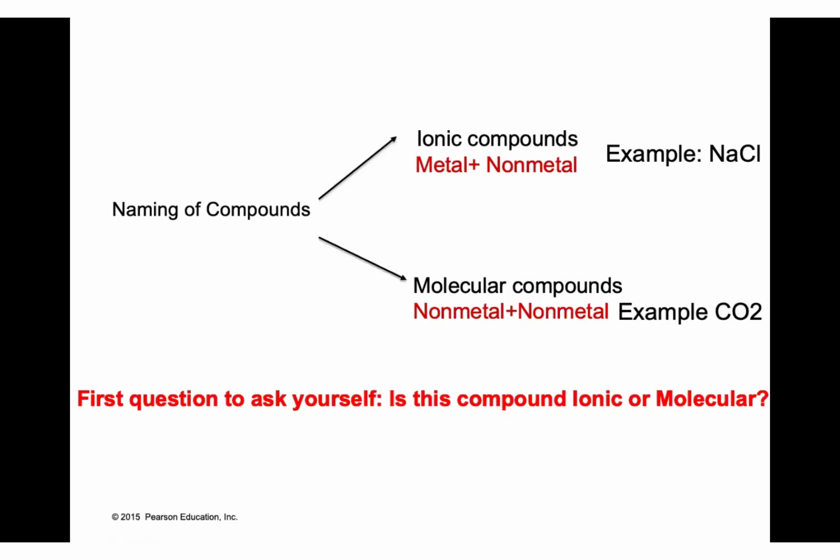So the first question you're going to ask yourself when you want to name a compound is: is this compound ionic or molecular? After you understand which one is ionic and which one is molecular, you should use the naming that is correlated to ionic compounds if it's ionic. If it's a molecular compound, you should choose the method for naming molecular compounds. So ionic and molecular compounds have different methods of naming, or nomenclature.